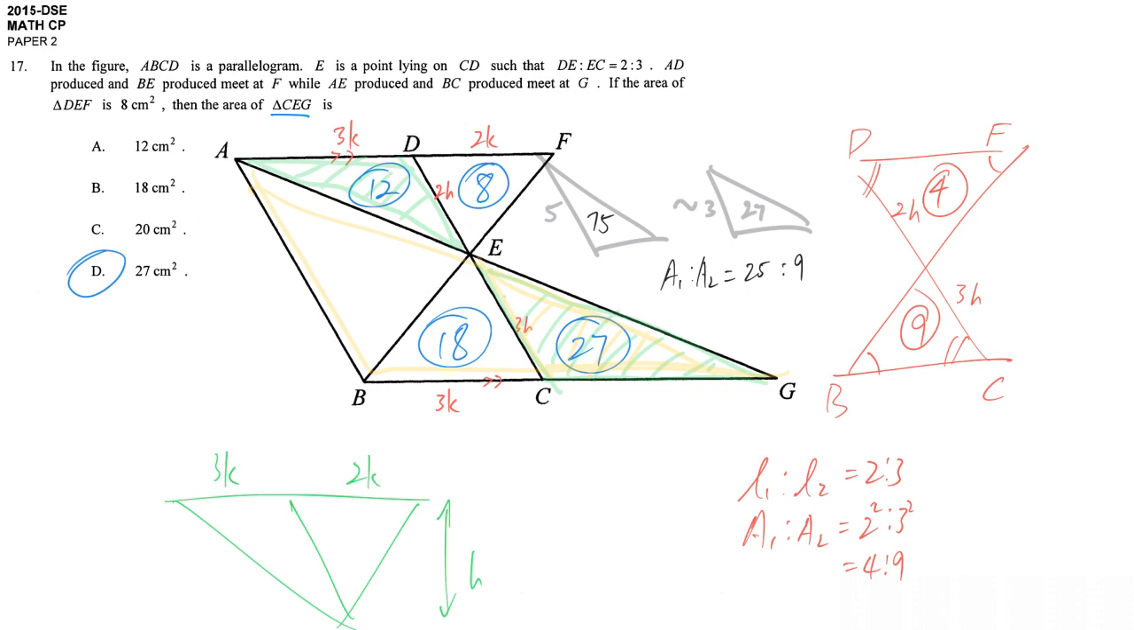Then you can use 75. Subtract all the parts that you don't want. You don't want 18, you don't want 27. Then you know this one is 30. But there is an easier way to find this part. It's just because this kind of similar triangle is very common that I want to go through it again.